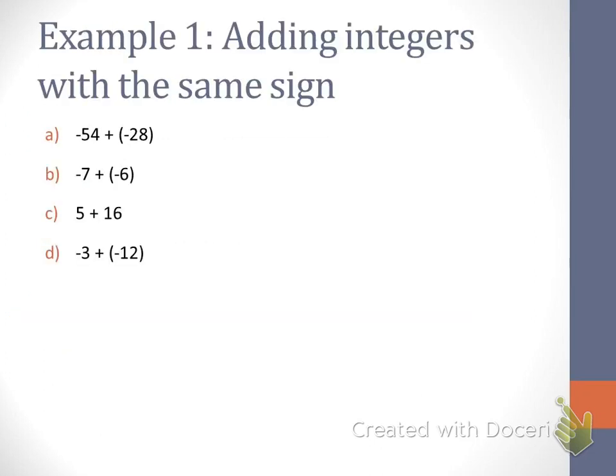All right, so let's look at example 1. In example 1, I'm adding integers with the same sign. What does that mean? That means that, again, every number has a sign. The sign's in front of the number. So both of these integers are negative. Since they're both negative, I'm going to add them together and keep their sign, which is negative. So it's going to be negative 82.